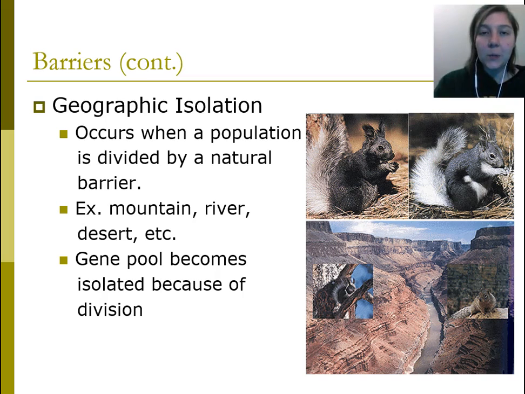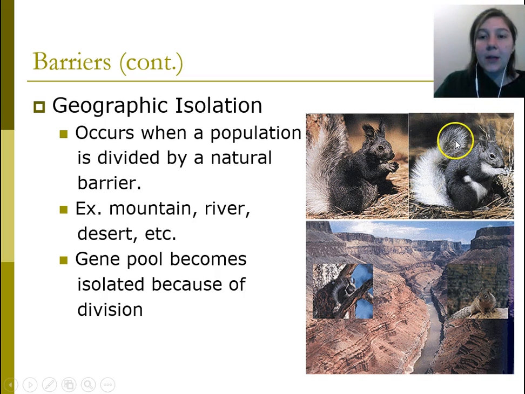Geographic isolation is when a population is separated by a natural barrier. Sometimes this can be newly formed, sometimes it can be accidental, such as a mountain, river, or desert. And it's when the gene pool becomes isolated because of whatever barrier is there. So because they are no longer able to breed, those differences build up in the population until they become so different that they can no longer produce fertile offspring together, at which point we call them different species.